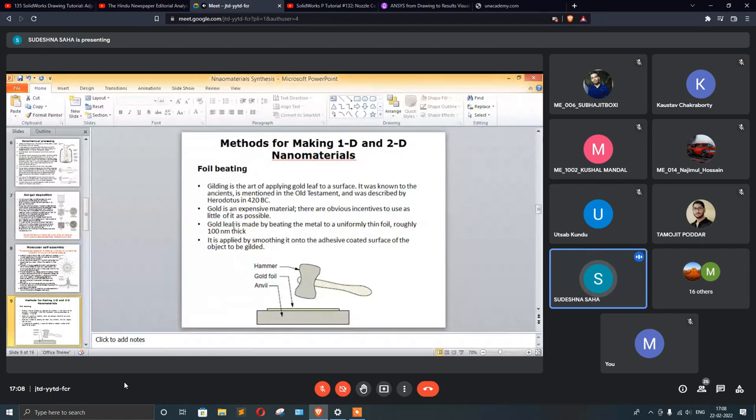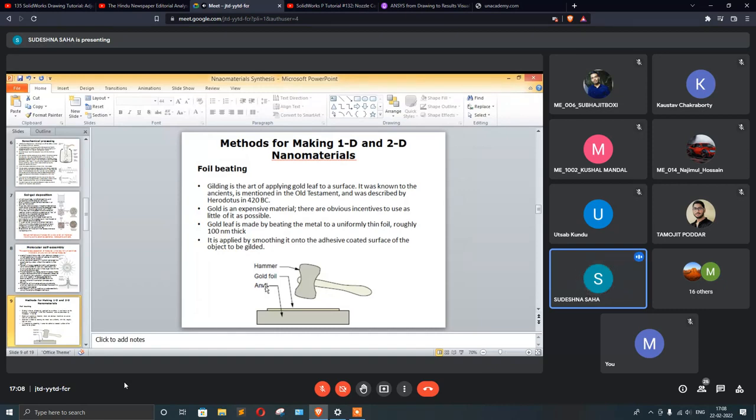use as little of it as possible. Okay, and basically, this gold leaf is made by beating the metal into uniformly thin foil, roughly around 100 nanometer thick. So that's why it falls into this category, and it is just applied by smoothing it onto the adhesive coated surface of the object that needs to be gilded.